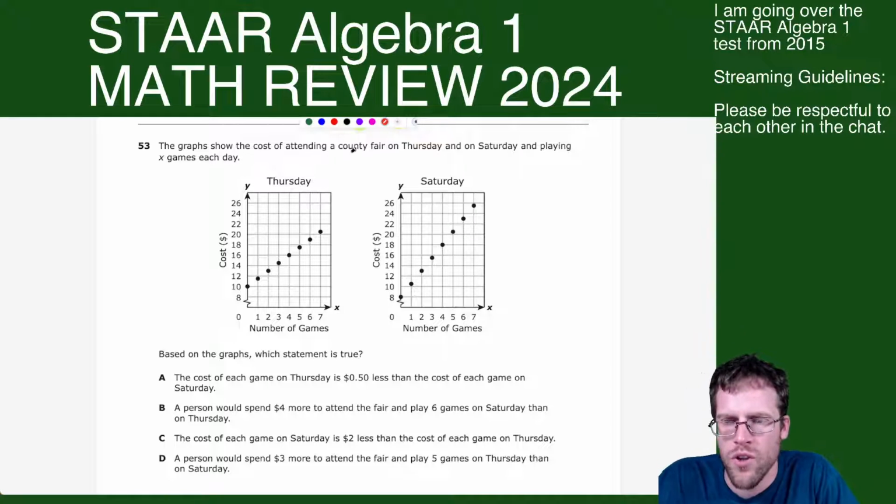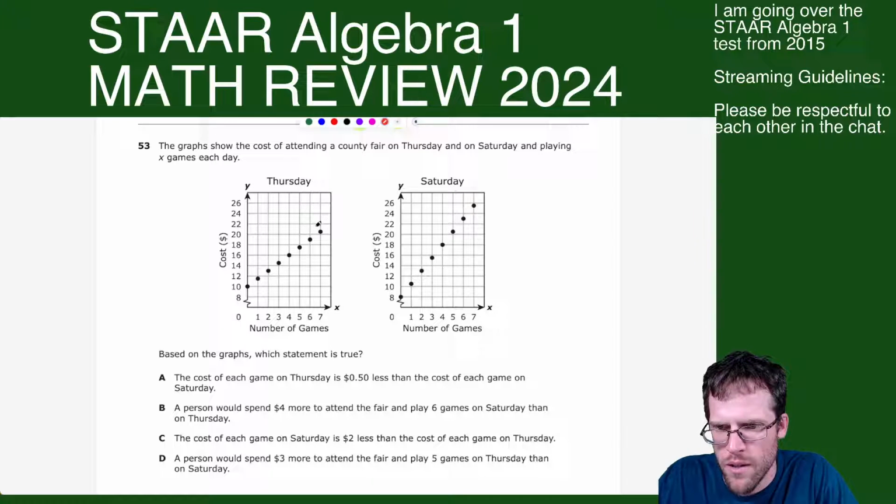So the graphs show the cost of attending a county fair on Thursday and on Saturday and playing X games each day. So based on the graphs, which statement is true? So you play 0 games, it's $10. So it's $10 to get in, and then it's a few dollars per game.